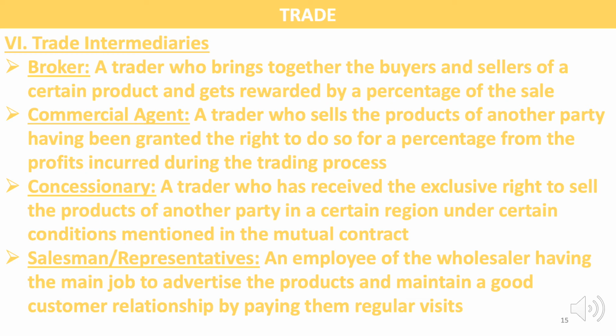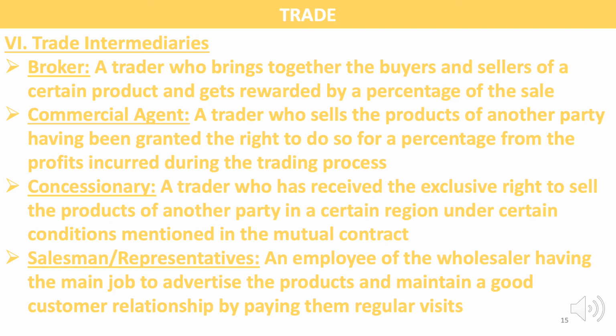Now, the last part of this chapter is about the trade intermediaries. Even if you have very good traders, you still need some intermediaries to make it simpler. First, we have the broker. A broker is a trader who brings together the buyers and sellers of a certain product and gets rewarded by a percentage of sale. Usually, this type of trade intermediary, the broker, is done for services such as insurance brokers, travel brokers, but we don't say that they are travel brokers, we say they are travel agents, and so forth.